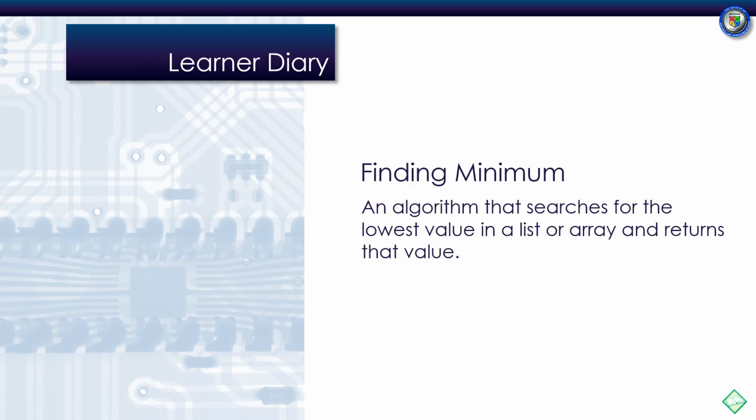We'll start this lesson with a definition. Finding minimum. It's an algorithm that searches for the lowest value in a list or an array and returns that value.